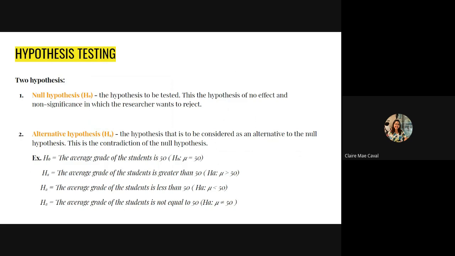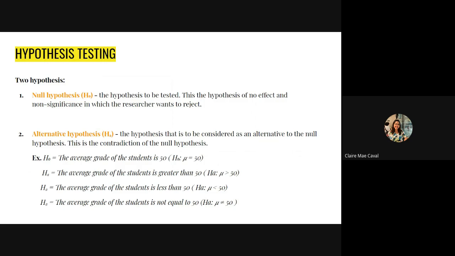Let's proceed. We're done with estimation of parameters. We are now in hypothesis testing. This is the second division of your parametric statistical inference. So there are two hypotheses that you might establish or construct. It could be null hypothesis or alternative hypothesis. When we say null hypothesis, this is the hypothesis to be tested.